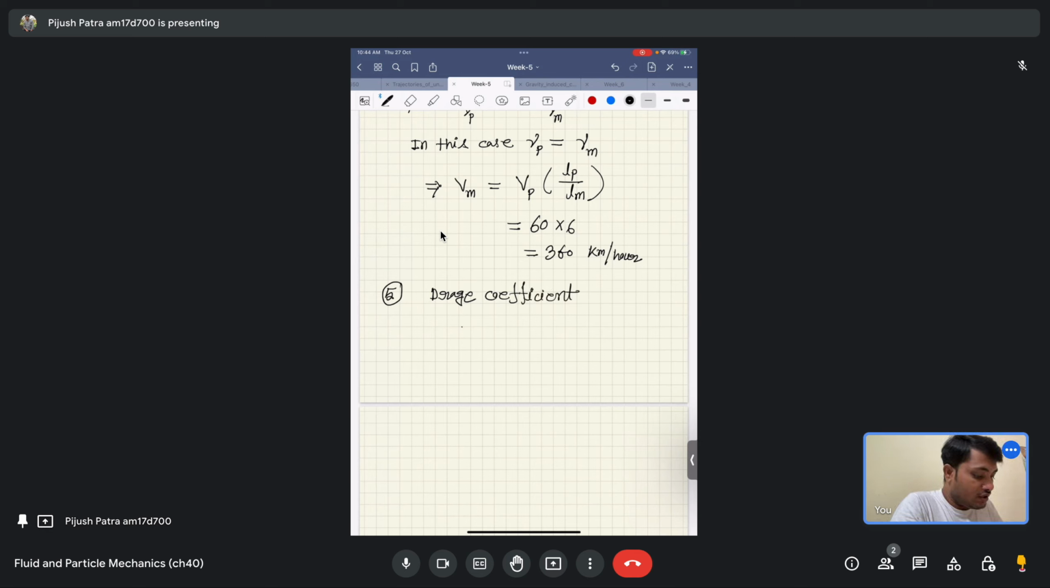Drag coefficient CD is equal to drag force divided by half rho v square into some projected area. Okay, this A here, so this is my drag force.